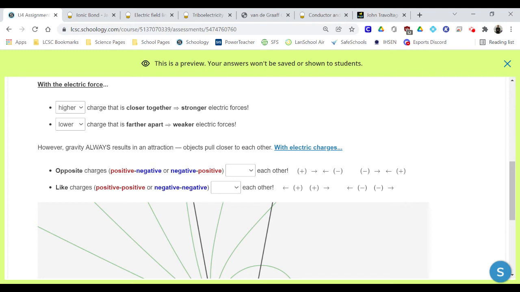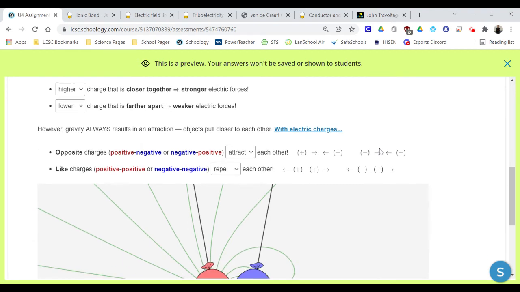So opposite charges, like a positive negative or a negative positive, attract each other. They pull each other closer together, kind of like what's going on over here with these arrows. Okay. And like charges are the same kind of charge, like a positive positive, like here, or a negative negative, like here. Okay. They push each other away or repel each other. So unlike gravitation, we can actually have objects not just pull each other closer, but also push each other away, depending on whether your charge is positive or negative.